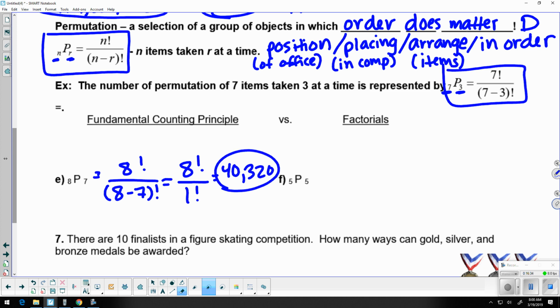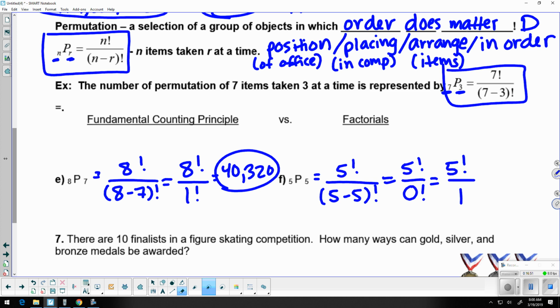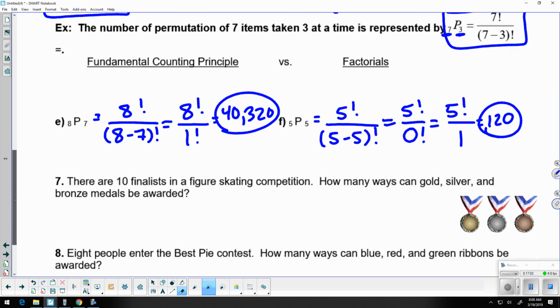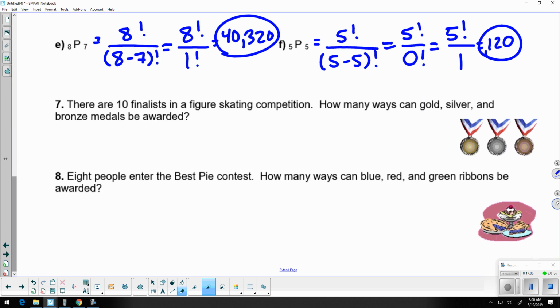Okay, so 5P5, if I have 5 total items, I'm taking 5 of them at a time. This is going to be equal to 5 factorial over 5 minus 5 factorial. So 5 factorial over 0 factorial. And believe it or not, 0 factorial is actually 1. Just like anything to the 0 power is 1, 0 factorial is 1. So we just really have 5 factorial over 1. So that just comes out to be 120. That's my final answer. Okay, so here are some examples, like I said, of permutation.